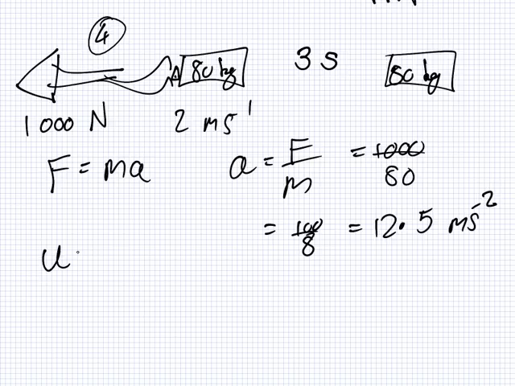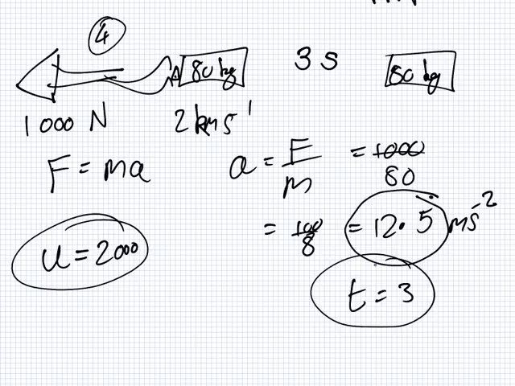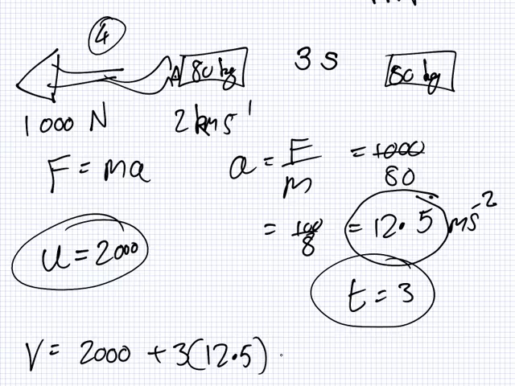What's the U? The U is 2. Oh wait, is it 2 meters or kilometers? It's 2 kilometers. So we'll write 2,000 meters. And this is the A. And we know the T. What's the T? 3. And what do I want? The V. Well, that's just V equals U plus AT, 27.5.